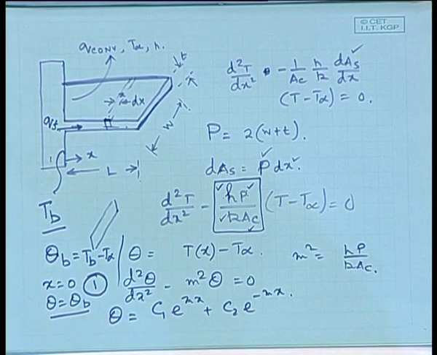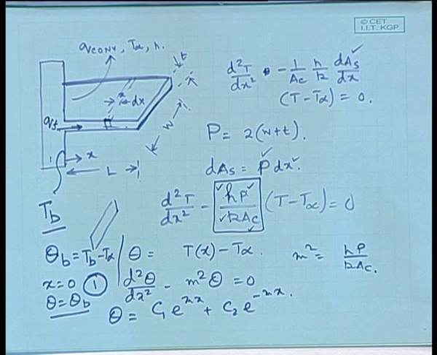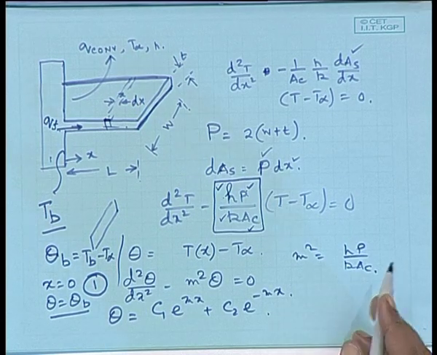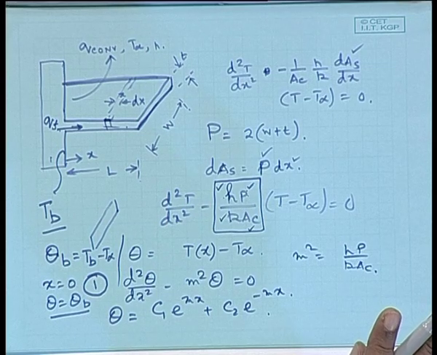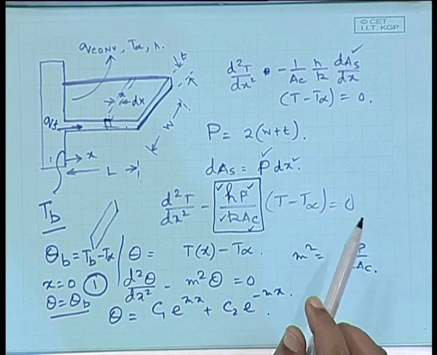In your text you will see this specific equation solved for several other possibilities. I will not solve it in the class. You can look at Holman, you can look at Incropera, you can look at any book in heat transfer, the solution of this equation for different conditions is given. That is not important. What is important is to identify what are the possible conditions that I may have at the other end, that means at x equal to L.